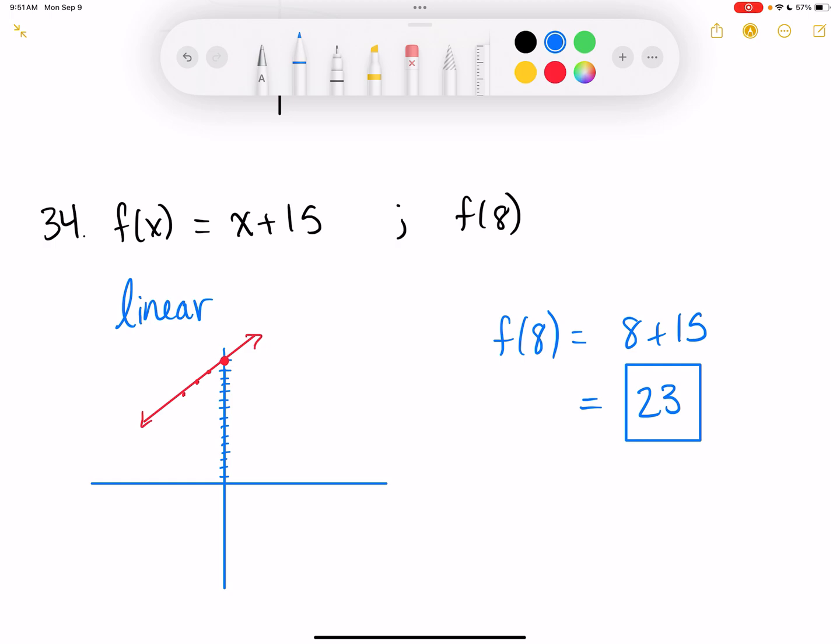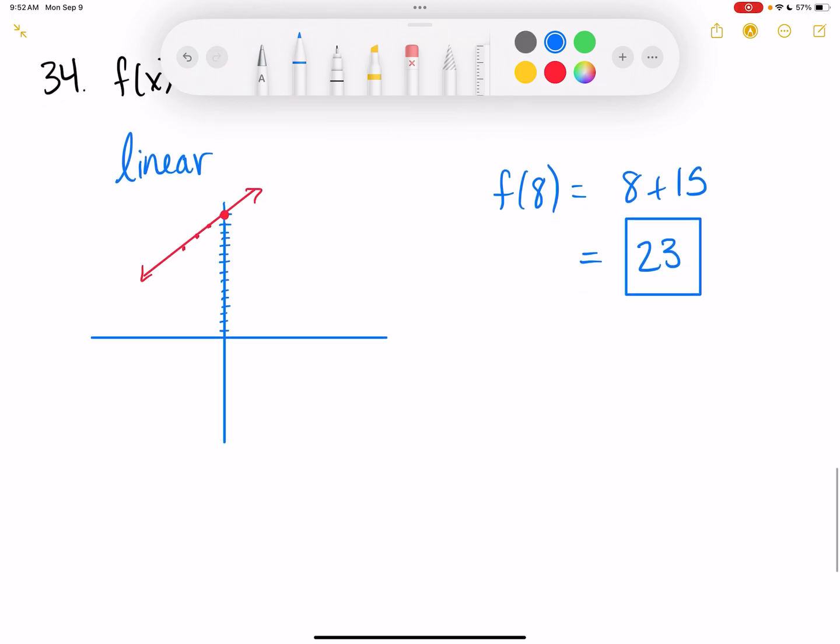Because this is function notation. But it's the same thing. It's function notation. Why are you grabbing me? It's function notation. That was unnecessary. Function notation. Okay, next problem.